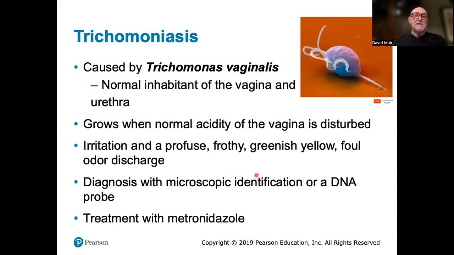And it also produces a discharge, but quite different to that of Candida. Instead of being a thick, yellowish, pussy kind of discharge, it now produces a frothy, kind of greenish looking discharge, which is foul smelling, and accompanied usually by intense irritation. And the common name for it is trich. It occurs predominantly in women, but it can occur in men as well, and it can produce a urethritis as well. And it is treated with an antibiotic called metronidazole, which is commonly used for flagellate infections of the gut as well.